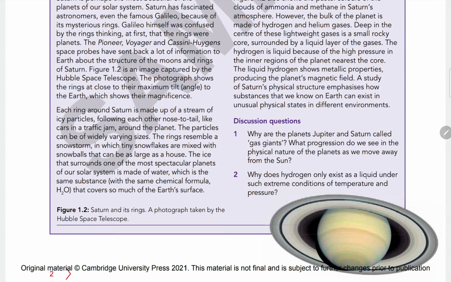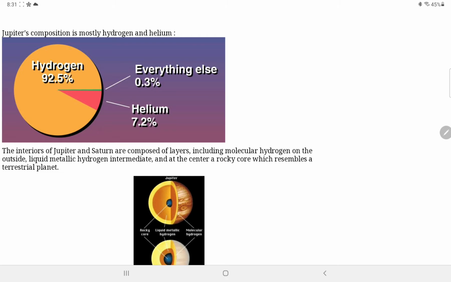Okay, why does hydrogen only exist as a liquid under such extreme conditions of temperature and pressure? The answer is the interior of Jupiter and Saturn are composed of layers, including molecular hydrogen on the outside, liquid metallic hydrogen in the intermediate layer, and at the center a rocky core which resembles a terrestrial planet.